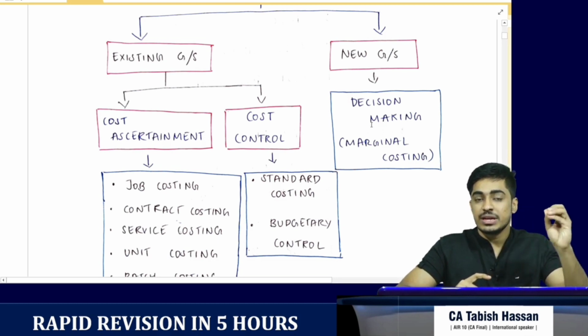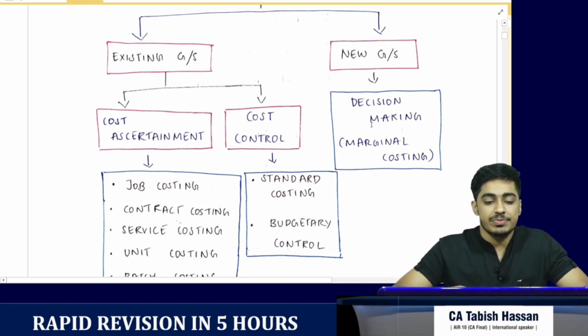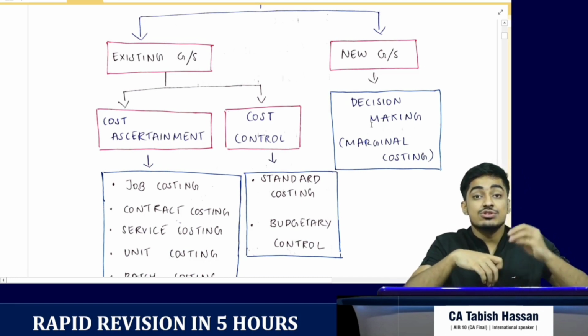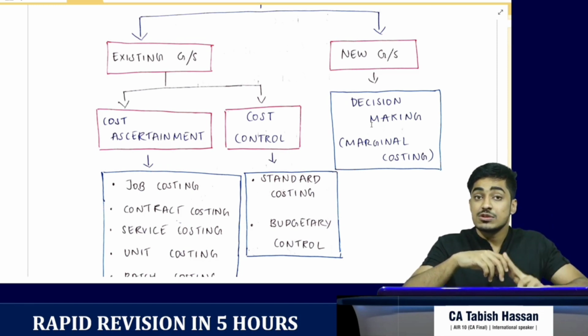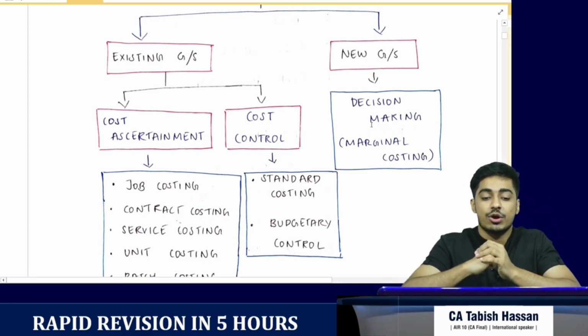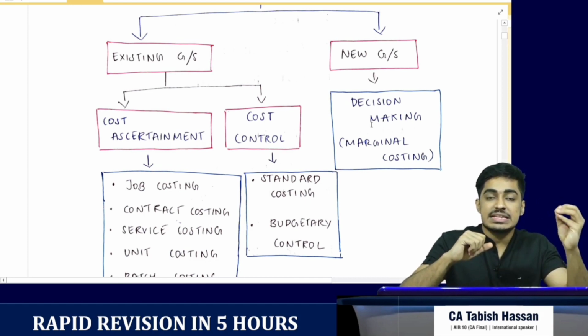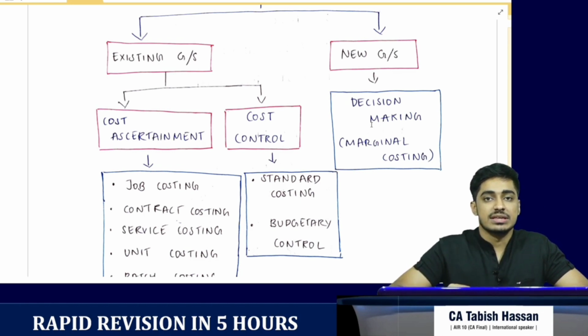Job costing is used in jobbing industry where goods or services are provided as per the specific requirements of customer. Contract costing is used by contractors to calculate the cost of providing service. It is also based on the specific requirement of customer. So what is the difference between job and contract? Job is generally for a period less than 1 year. Contract is generally for a period greater than 1 year.